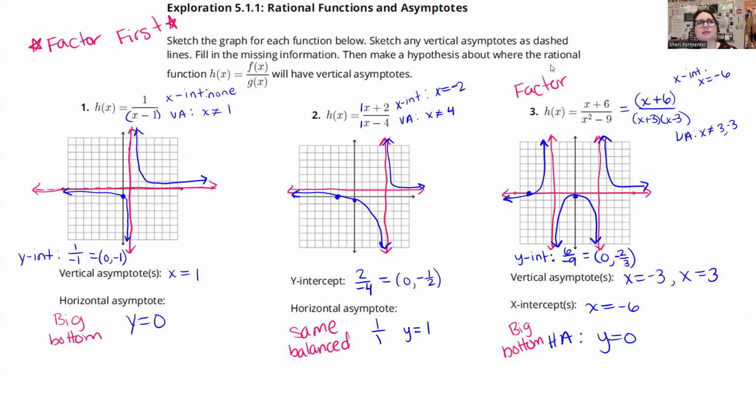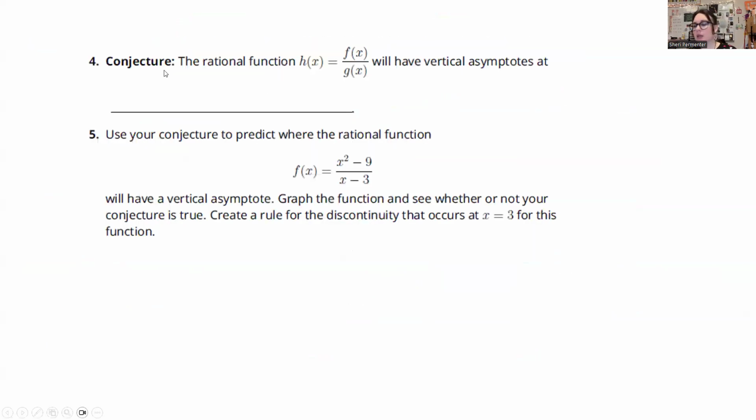On to the back. Well, I'm sorry, you've got this question down at the bottom. Isn't this down at the bottom? Okay. The rational function will have vertical asymptotes at what?